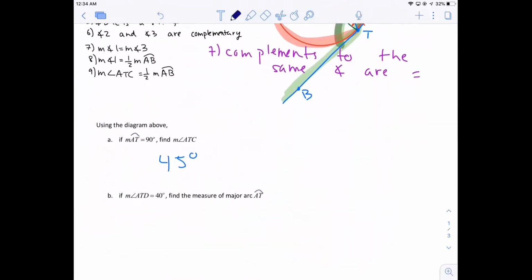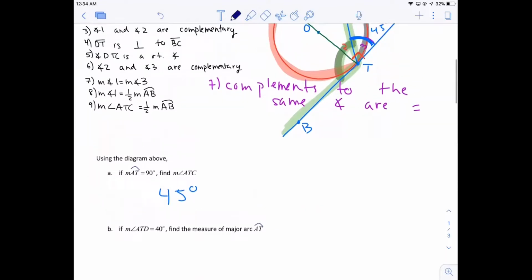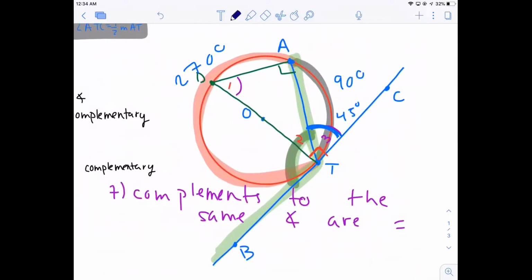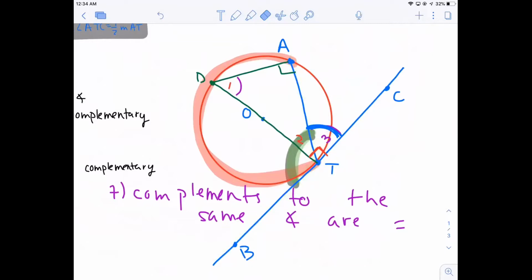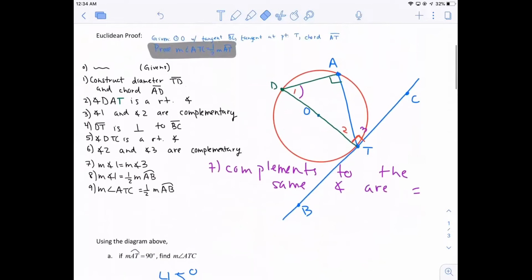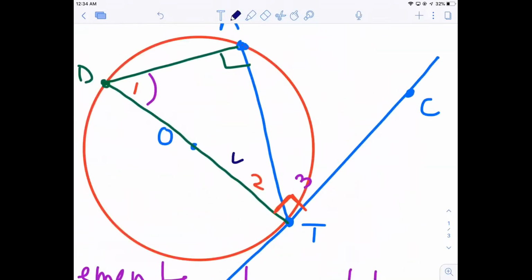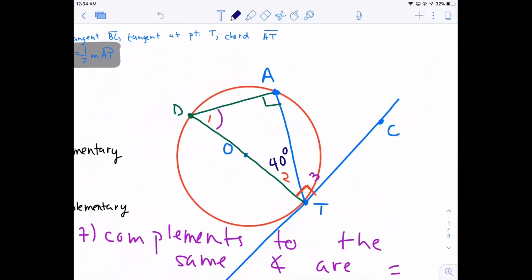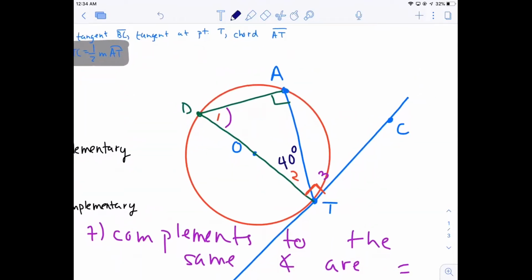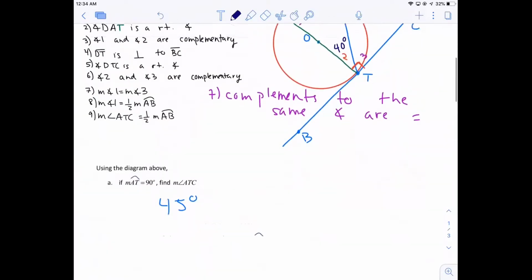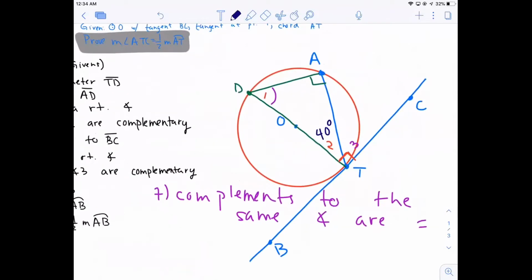Letter B, if the measure of angle ATD is 40 degrees, find the measure of major arc AT. So I'm actually going to erase a whole bunch of this because it's getting kind of messy. I think I'll leave that. All right, so ATD is 40 degrees. So that was the measure of angle 2, right? That's 40 degrees. We're looking for the measure of major arc AT. So we're looking for the measure of this arc, AT here.